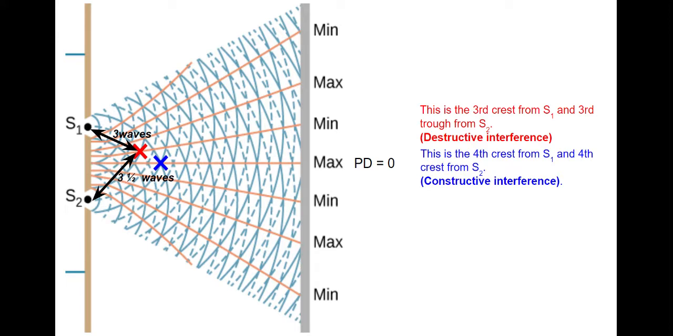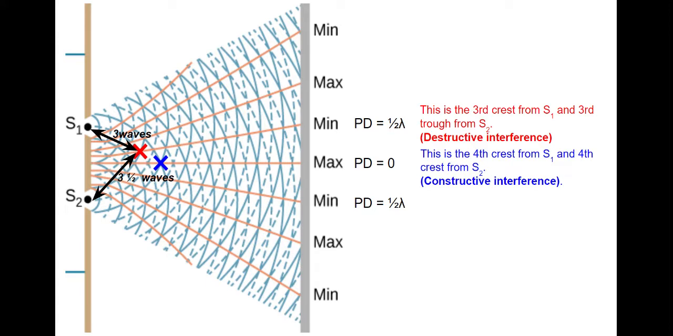So we've got a crest meeting a trough, which is giving rise to destructive interference. And because one wave has travelled half a wave further than the other, we say at that point the path difference is half a wavelength. So all the way along that orange line that red X lies on, the path difference is half a wavelength, and we get destructive interference. And the same happens on the opposite side as well, where we'd be half a wave further from source 1 than from source 2.